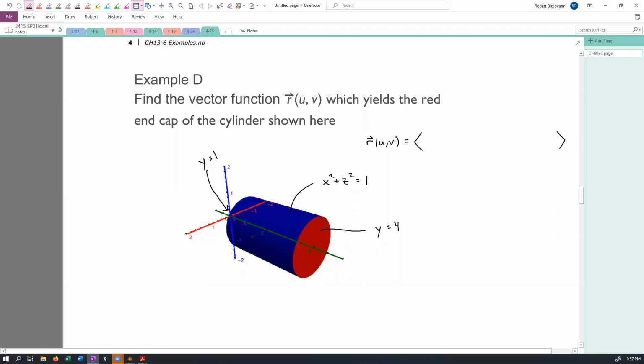Sorry, I'm not responding, but did you mean to put end caps or end cap? Just one of them or both? Just one of them, just this red end cap. That's all I want. Oh, okay.